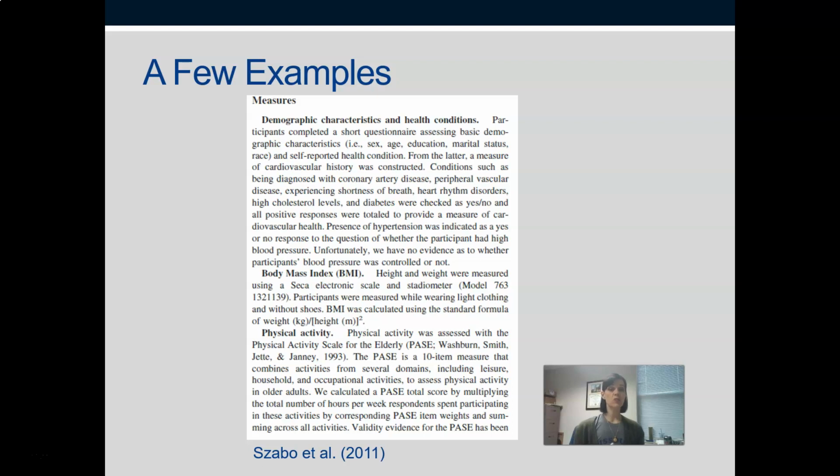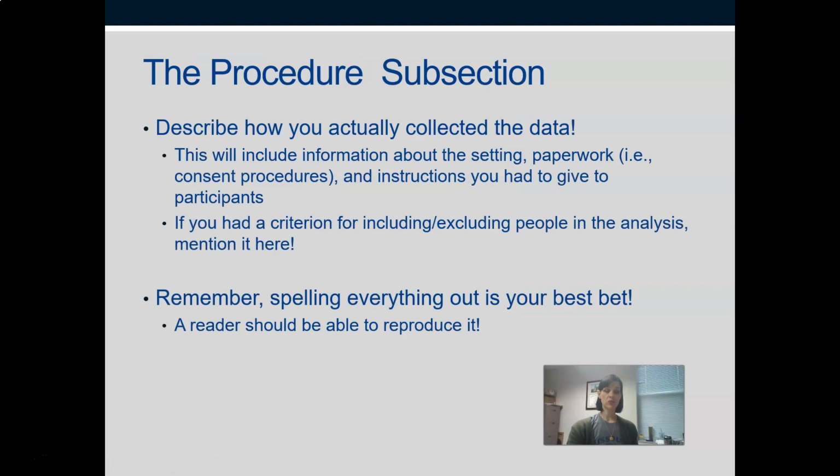Presence of hypertension was indicated as a yes or no response to the question of whether the participant had high blood pressure. Unfortunately, we have no evidence as to whether participants' blood pressure was controlled or not. So what that leads me to believe is that they did not include that question on the questionnaire, and they might have received questions from reviewers asking, did we look at that? And they're kind of saying, no, we didn't. But you can see the level of detail here in this questionnaire as well.